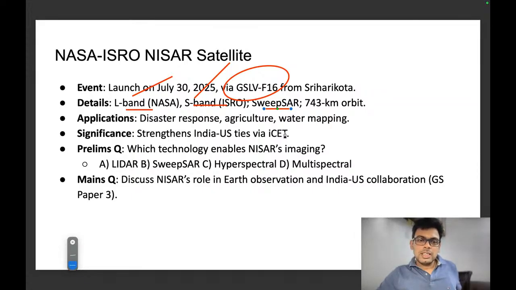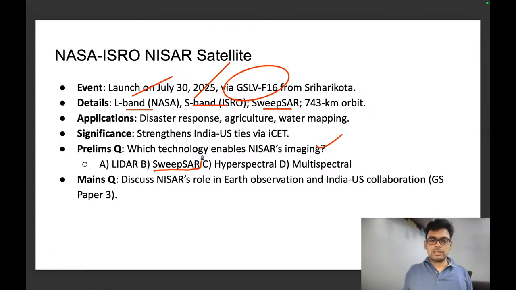Now the question is, which technology enables NISAR imaging? Anybody? Can you please answer within 30 seconds? Which technology enables NISAR imaging? The answer is SweepSAR.